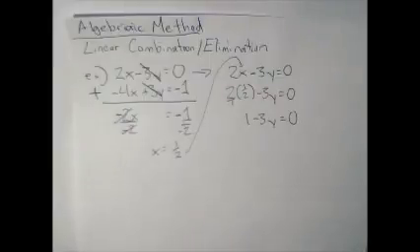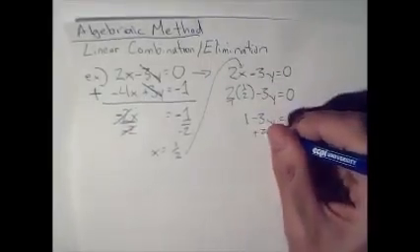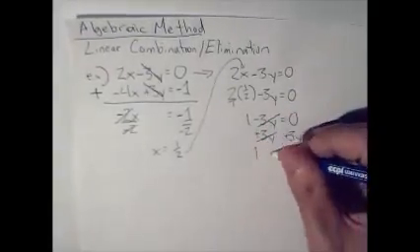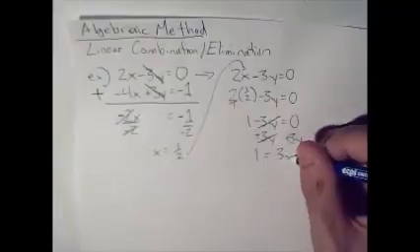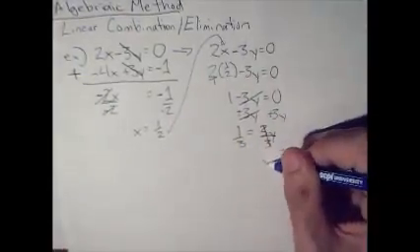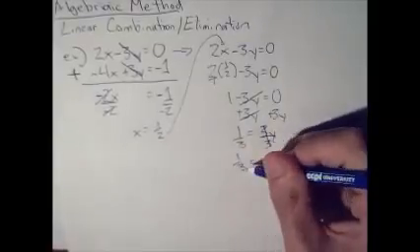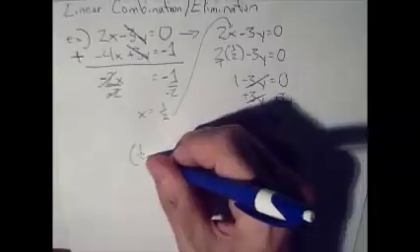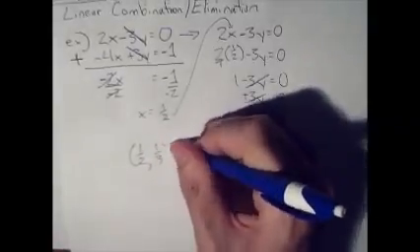But remember too that there's no rules on that. I kind of like to keep my signs, clean them up a little bit. I'm going to add 3y to each side. That's going to give me 1 equals 3y, meaning everything's positive. Now divide by 3. My y is going to equal 1/3. And it won't matter what side that's on, but there's my ordered pair. My ordered pair is 1/2 comma 1/3.